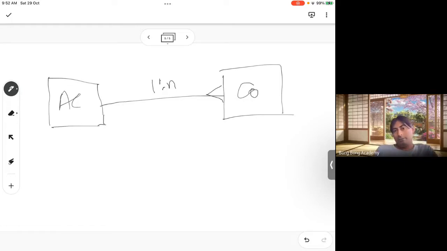Any questions so far? Before deciding it's a one to many relationship or many to many relationship, check from both sides. Then you can understand if it is one to one, one to many, or many to many. Okay.